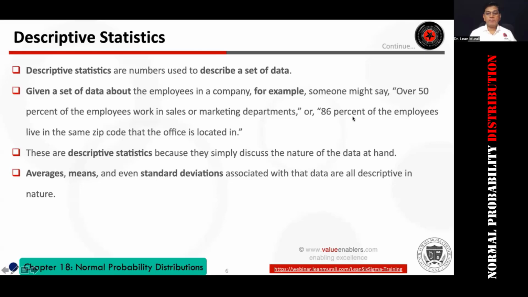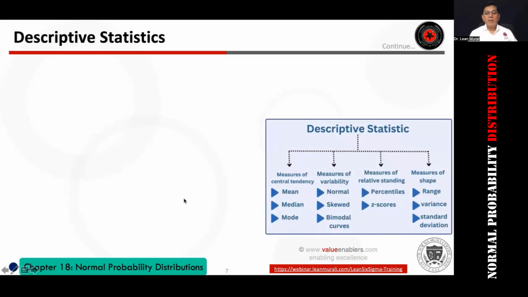These are all descriptive statistics because they simply discuss the nature of the data at hand. Averages or means and standard deviations associated with data are all descriptive in nature. Now, if I go into detail, all of you type 3M: mean, median, mode. The mean is the average of the data. The median is the midpoint of the data. And the mode is the modal point, the frequently occurring number.